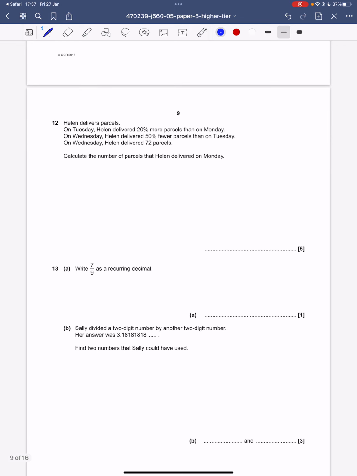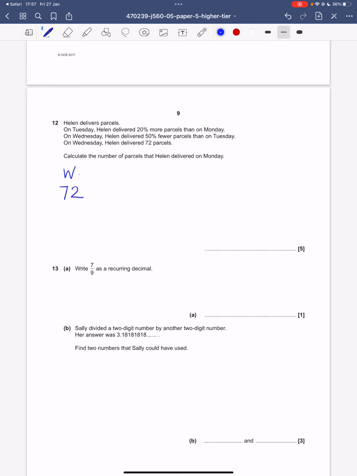Number 12. Helen delivers parcels. On Tuesday, Helen delivered 20% more than on Monday. On Wednesday, 50% fewer than on Tuesday. On Wednesday, 72 parcels. Calculate the number of parcels Helen delivered on Monday. Right, so Wednesday is 72.